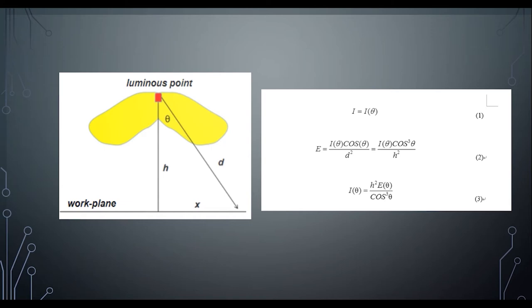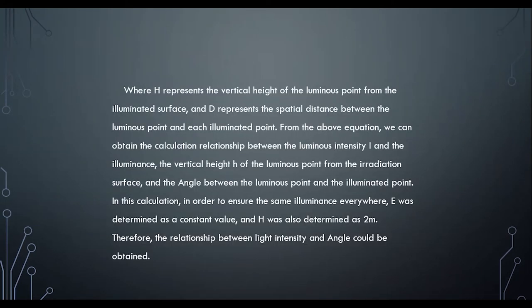This is my figure. The figure on the left is the schematic diagram of the target illuminated by the luminous point, while the figure on the right is mainly the direction diagram, where H represents the vertical height of the luminous point from the illuminated surface and D represents the spatial distance between the luminous point and each illuminated point.